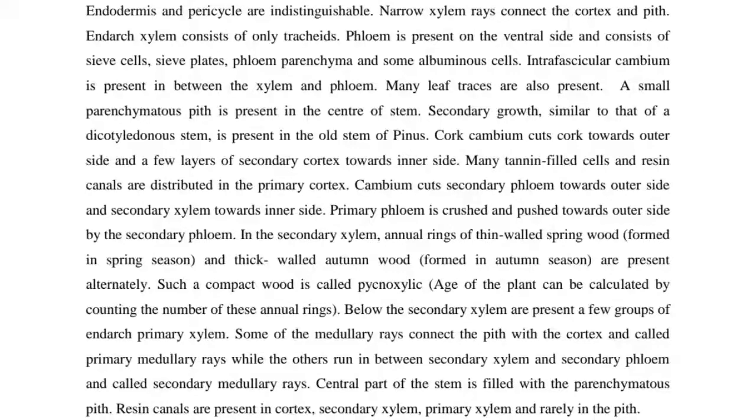Cambium cuts secondary phloem towards outer side and secondary xylem towards inner side. Primary phloem is crushed and pushed towards outer side by the secondary phloem. In the secondary xylem, annual rings of thin-walled spring wood formed in spring season, and thick-walled autumn wood formed in autumn season are present alternately. Such a compact wood is called pycnoxylic. Age of the plant can be calculated by counting the number of these annual rings.